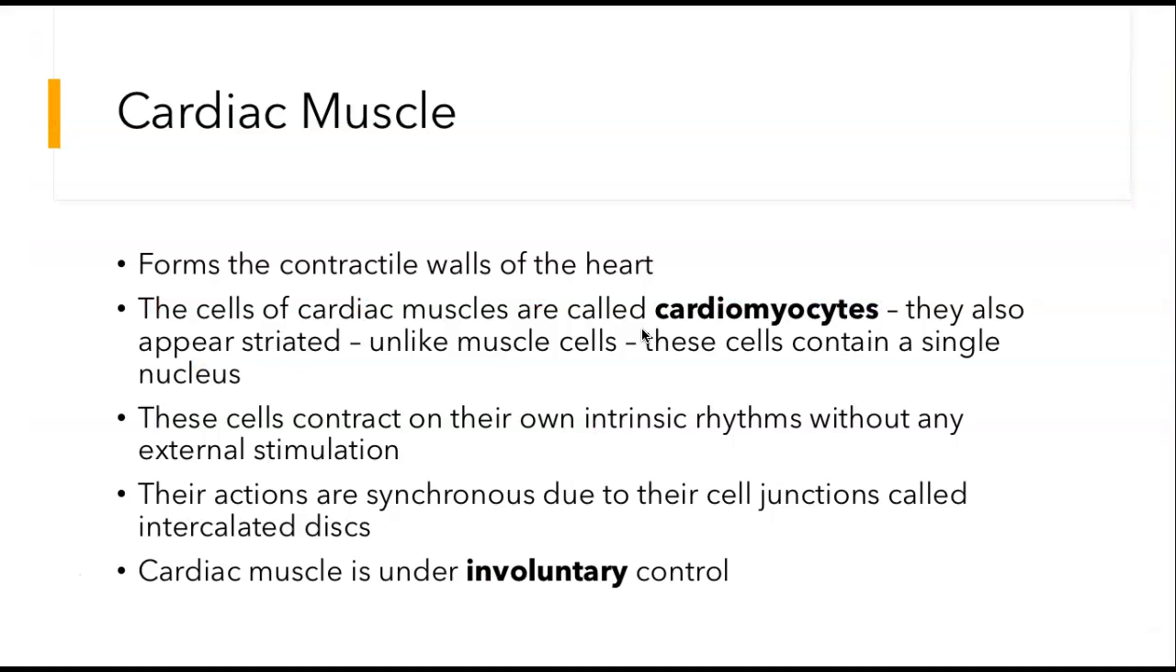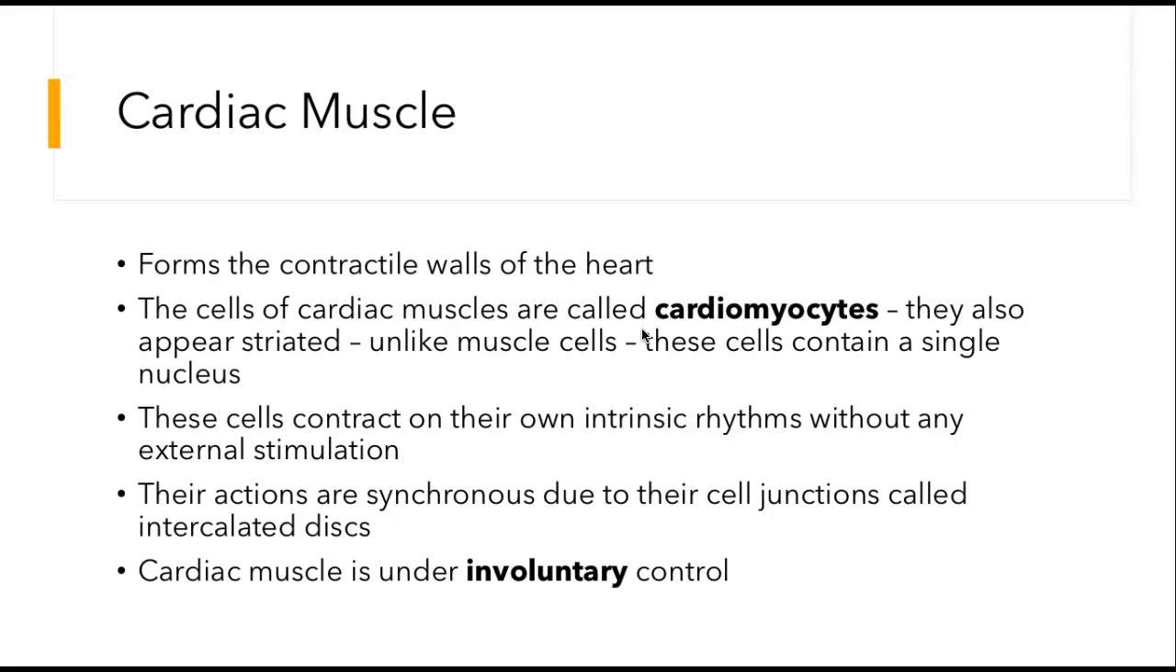Let's talk about cardiac muscle. Cardiac muscle forms the contractile walls of the heart. Cardiac sounds like what you would think of the cardiovascular system. The cells of cardiac muscles are called cardiomyocytes. They also appear striated and they're also branched. I'll show you that in a second. But unlike skeletal muscle cells, these cells are only going to contain a single nucleus.